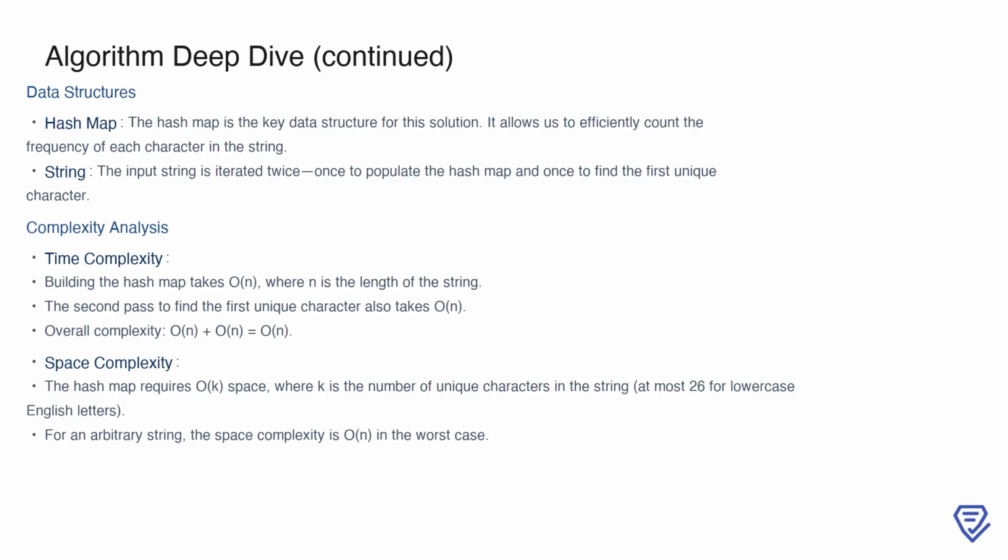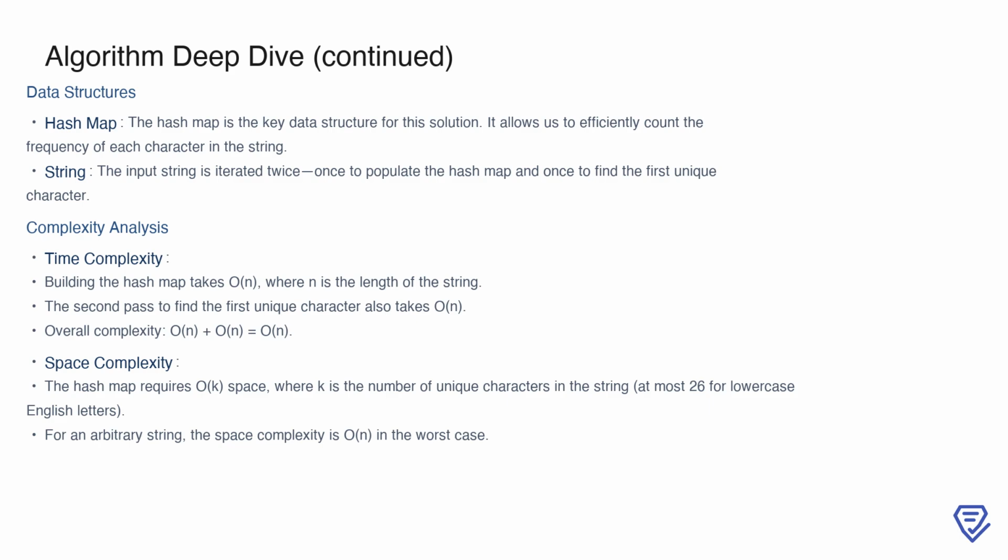updates. The string itself is iterated twice, once to populate the hash map and once to find the first unique character. When analyzing complexity, the time complexity is O(n) for building the hash map and another O(n) for the second pass, resulting in an overall time complexity of O(n).